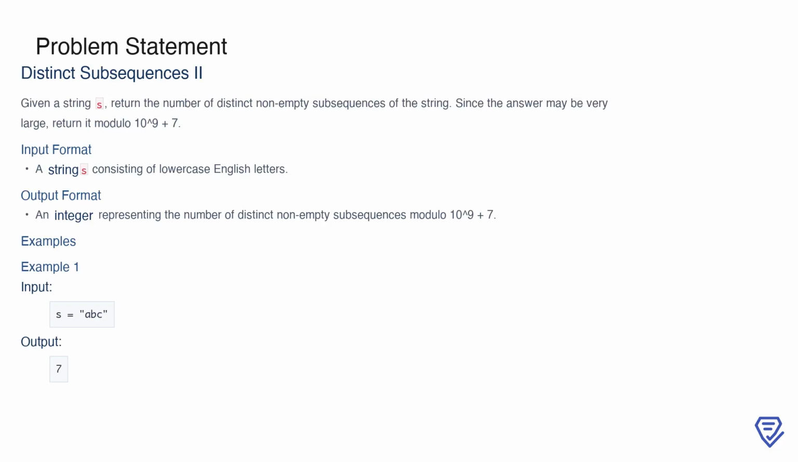In this problem, we are tasked with finding the number of distinct non-empty subsequences of a given string S. Since the result can grow very large, we will return the answer modulo 10 to the power of 9 plus 7. The input is a string S consisting of lowercase English letters, and the output is an integer representing the count of all distinct subsequences. For example, if S is ABC, the output is 7, as there are 7 unique subsequences formed from the string.